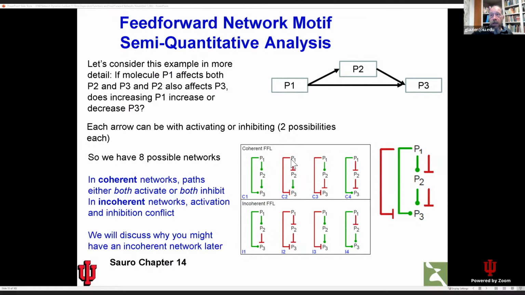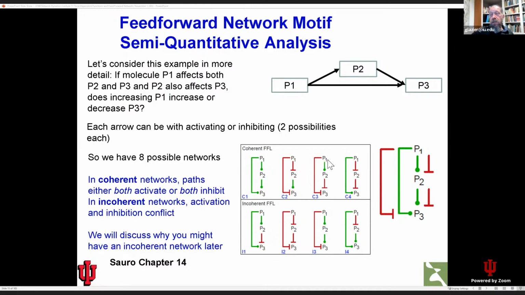So a direct arrow, which is inhibition, and a pair of stacked regulations, which is inhibition followed by activation, are both inhibitory. So both pathways mean that as I increase P1, I decrease P3. Does that make sense? What if I reverse the order?